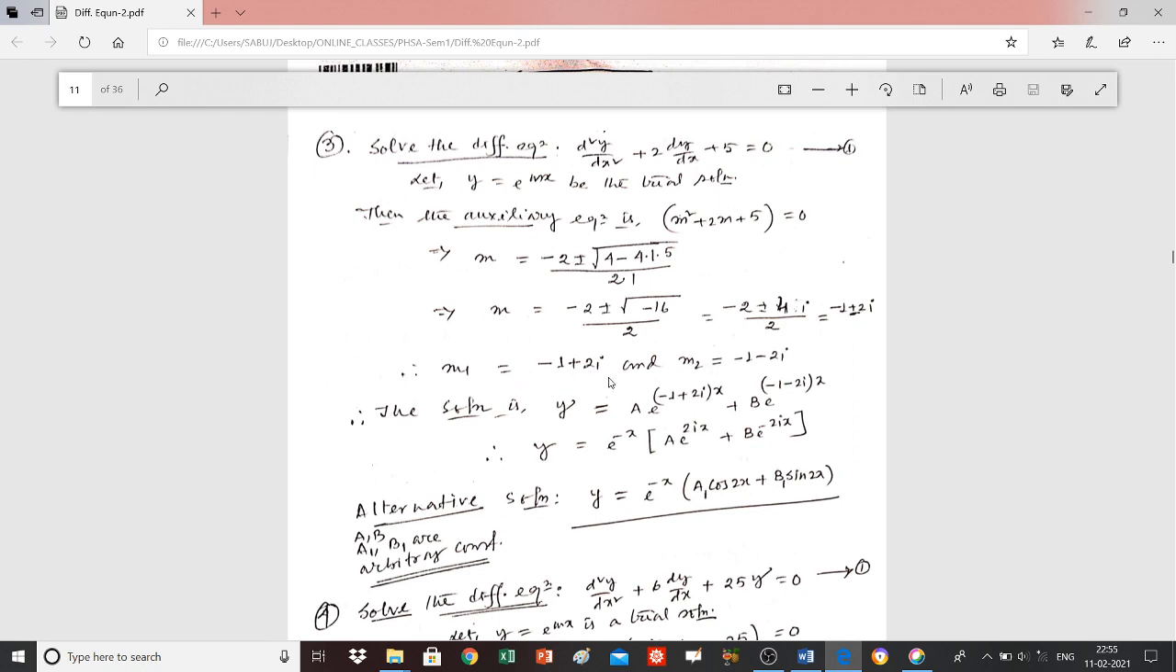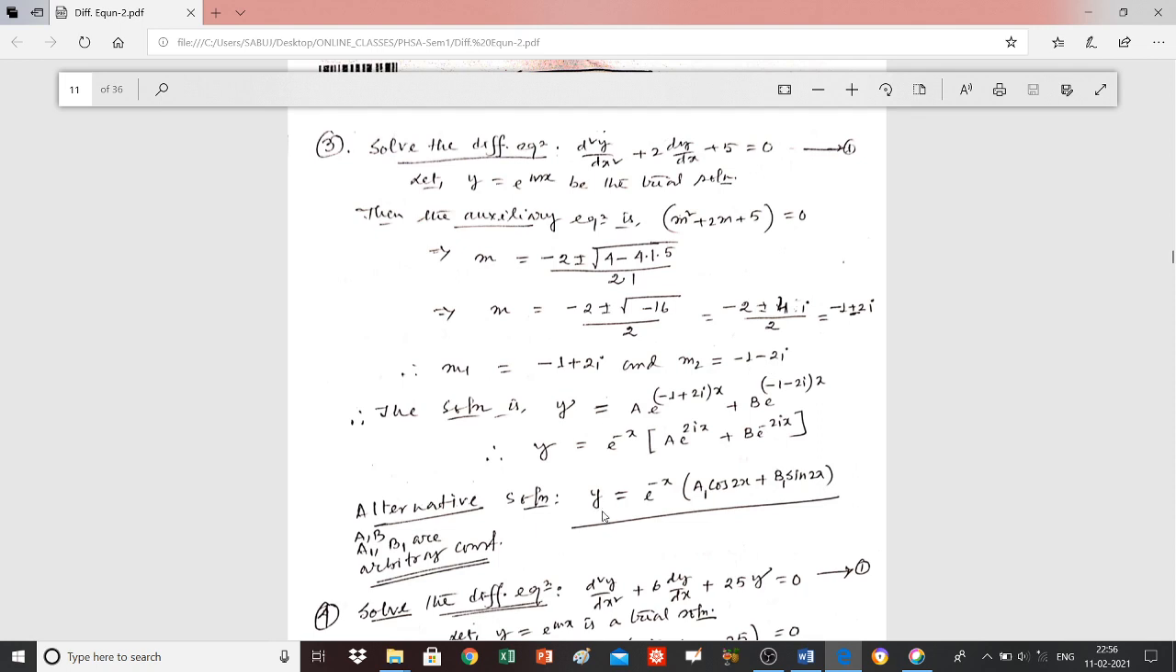So m1 is equal to minus 1 plus 2i and m2 is equal to minus 1 minus 2i. And the solution will be y is equal to a e to the power m1x plus b e to the power m2x. Simplify this as e to the minus x, a e to the 2ix plus b e to the minus 2ix. And the alternative form is, if m1 is equal to alpha plus i beta and m2 is equal to alpha minus i beta, in this case alpha is equal to minus 1.